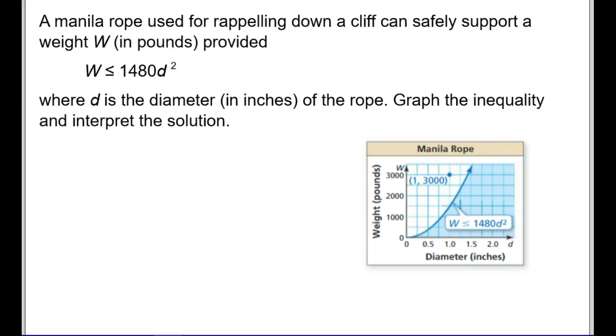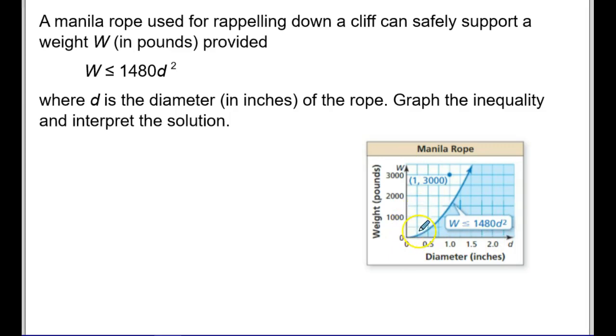Okay, so now here's a word problem. A manila rope used for rappelling down a cliff can safely support a weight in pounds, provided that the weight is less than or equal to 1480 times the diameter squared, where d is the diameter in inches of the rope. So I want to graph it and interpret the solution. Here you'll see my graph. Here I also want to note that my graph starts at (0, 0), because I cannot have a negative weight and I cannot have a negative diameter. I have to keep that in mind when I'm drawing my labels for my graphs.